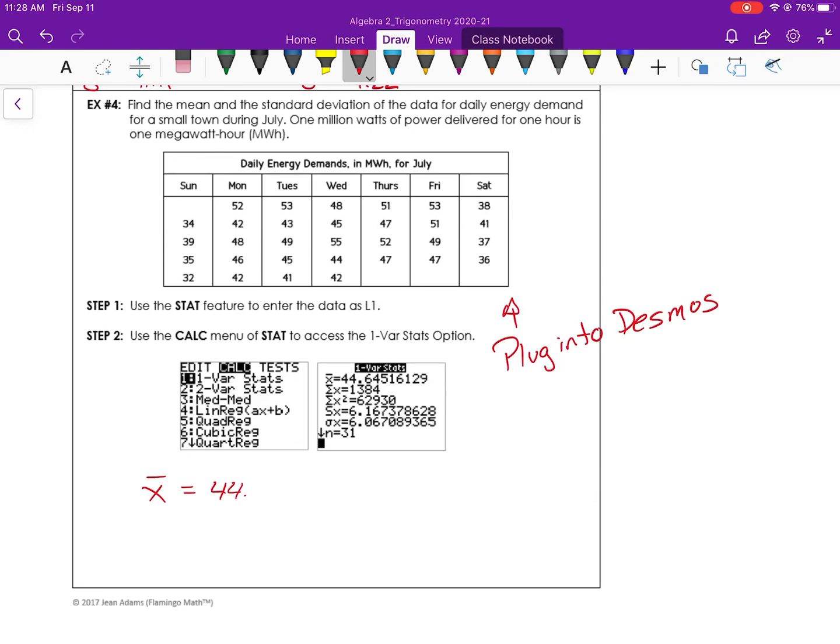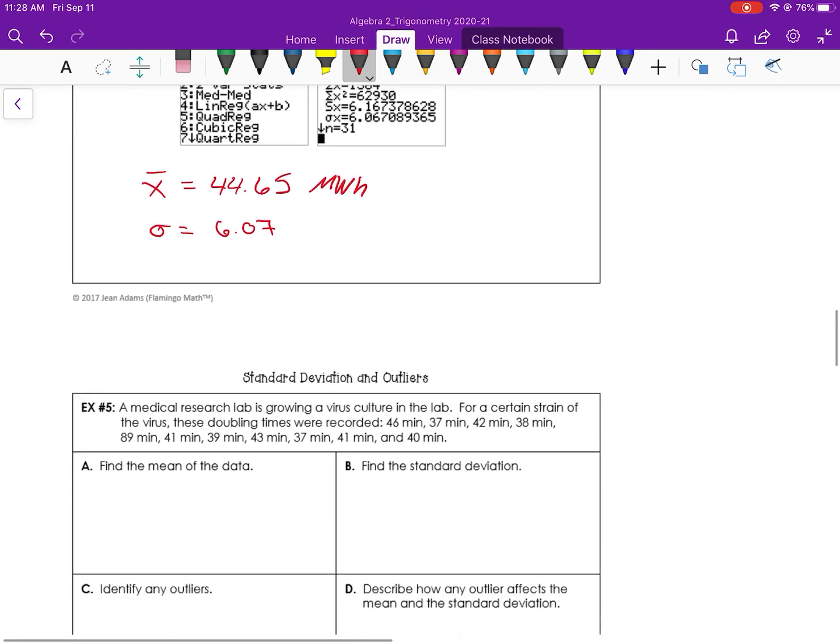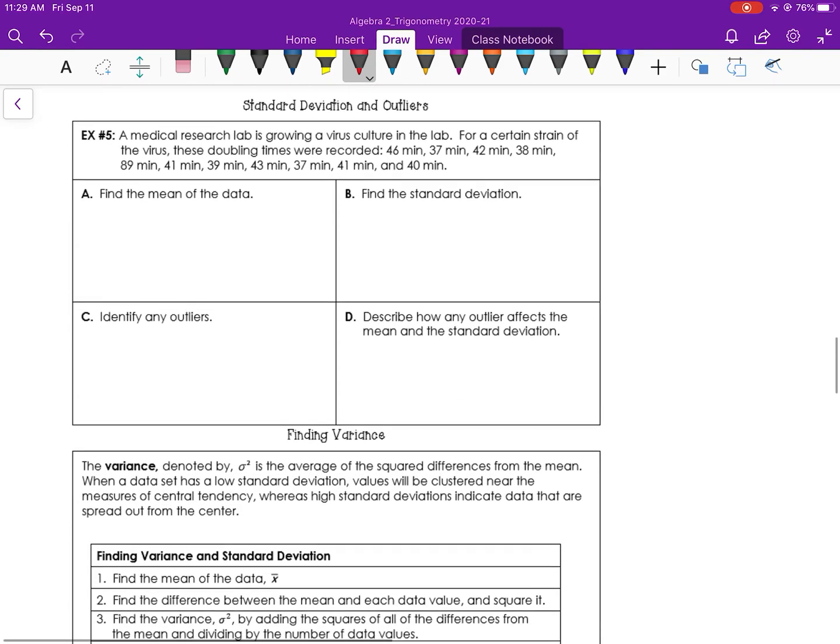So the average energy usage is 44.65 megawatt hours. And then our standard deviation of the data is 6.07. Alright, and then we'll just move on to example 5.